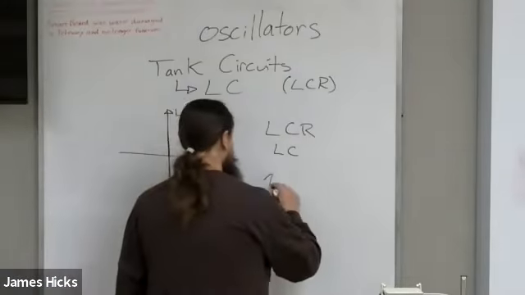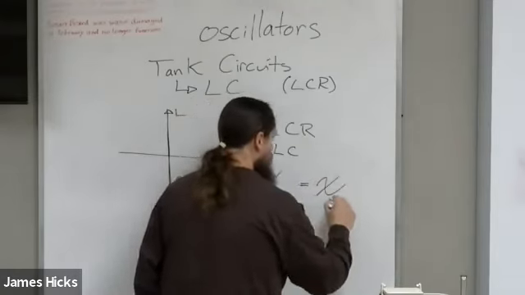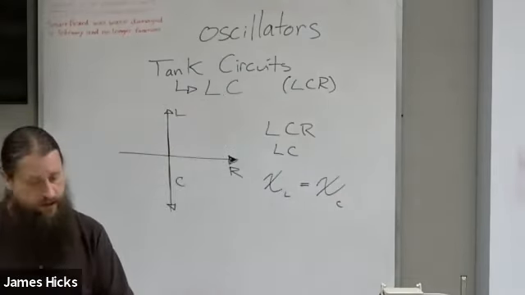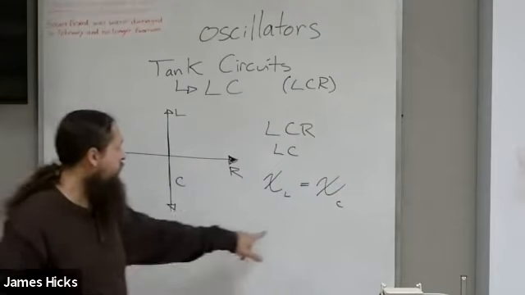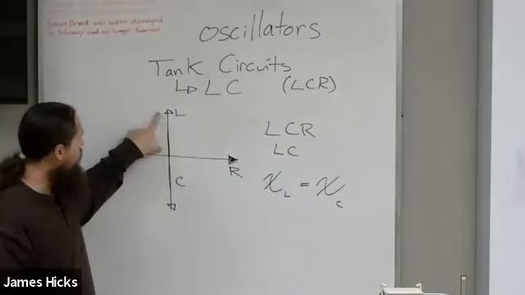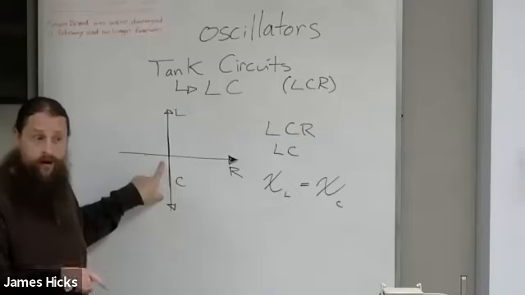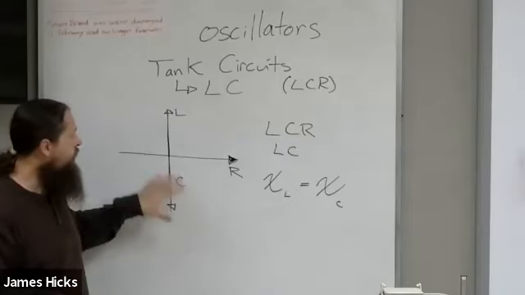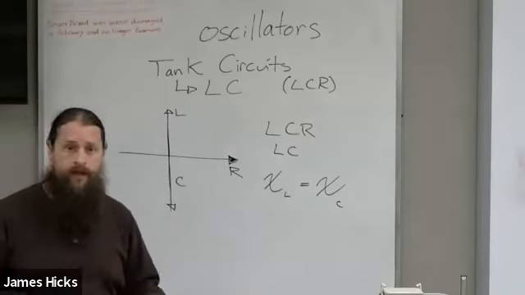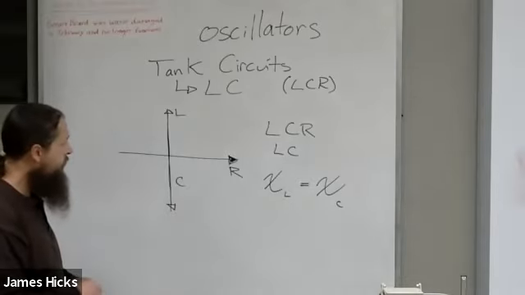That happens when the inductive reactance and capacitive reactance are equal. So it's like having this vertical piece and this vertical piece down start to cancel each other out. That's where the circuit is going to have the minimum resistance, and that's where it tends to want to operate.